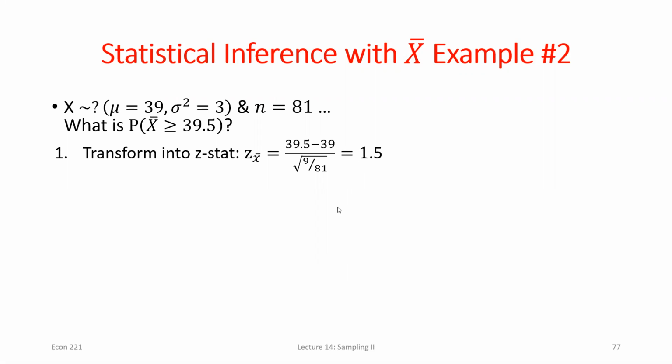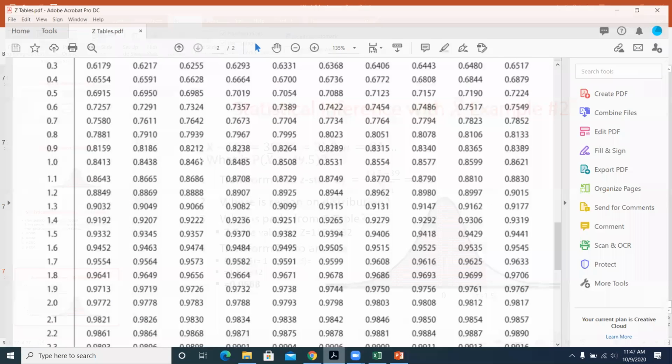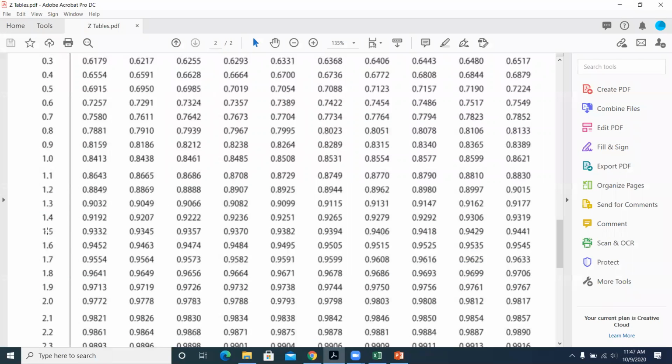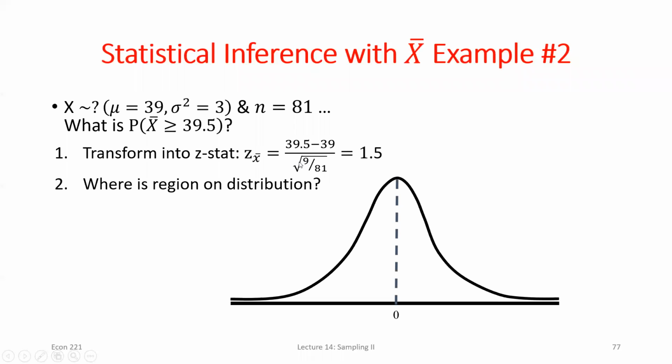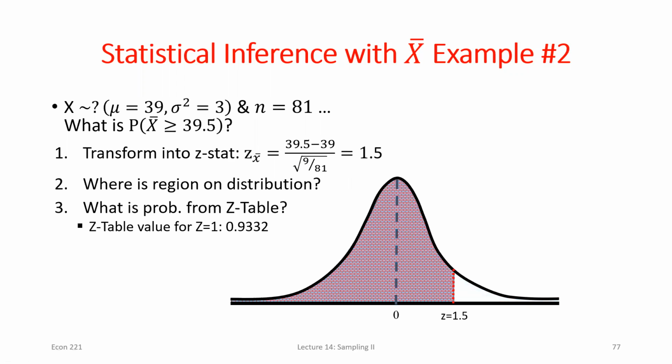I then look that up in my table. 1.50, the second decimal place will be 0. So 1.50 gives 0.9332. If I look up and find the area to the left of 1.5, it is 0.9332.